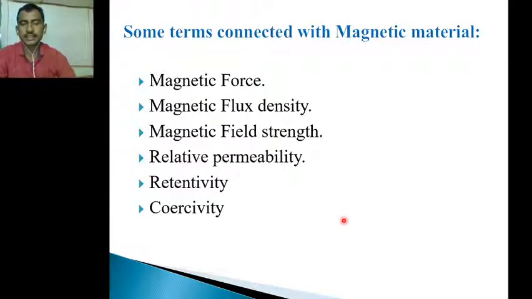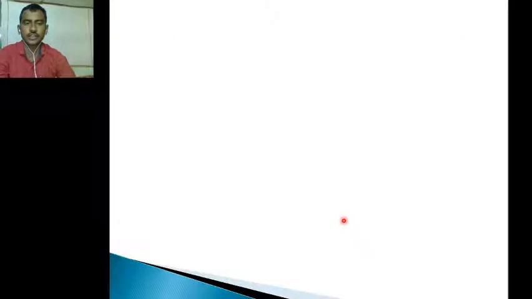And next, the retentivity property. Retentivity means that even if you remove the external source from the magnetic material, the material retains some magnetic flux; that property is called retentivity. And coercivity is the minimum value of the magnetizing force needed to make the magnetic effect of the magnet zero. That is called the coercivity.